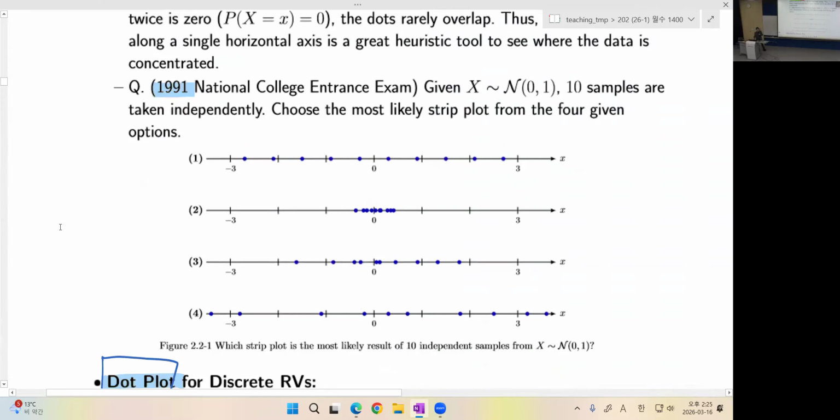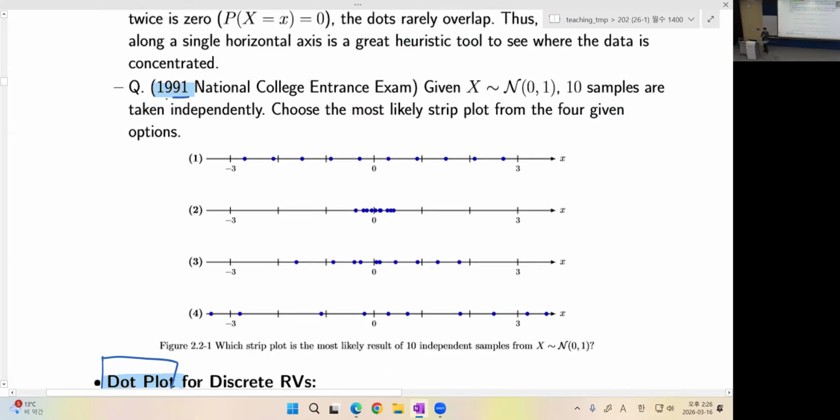National College Entrance Exam problem, 1991. Probably most of your parents were younger then, in third grade at that time, right? Of course, I was a second-year undergraduate student. And I remember this problem because my cousin was taking the exam, and at that time I was waiting outside the room and solved this problem.